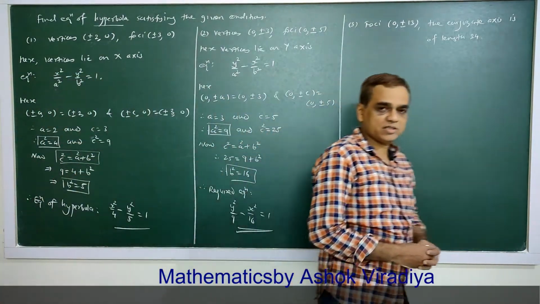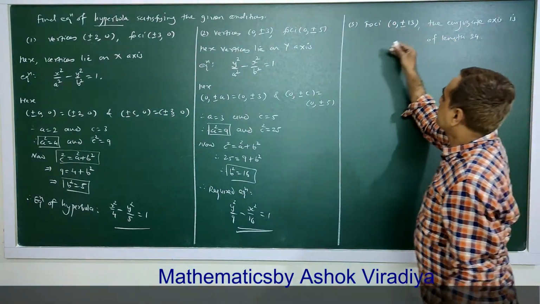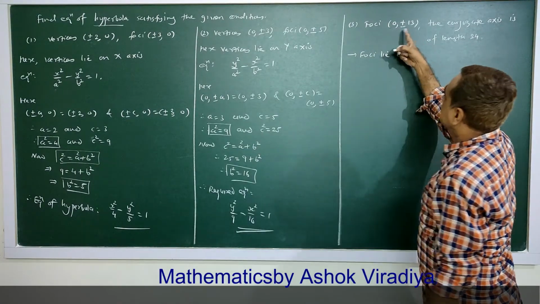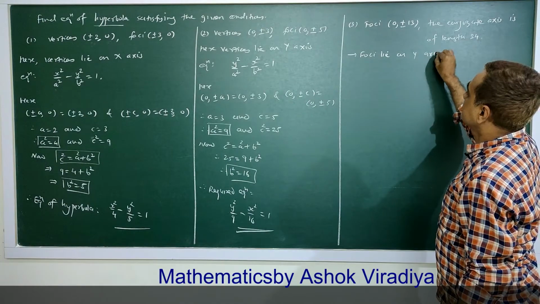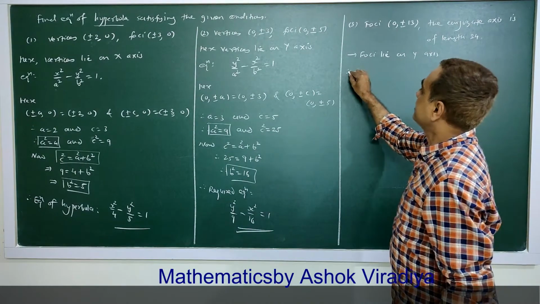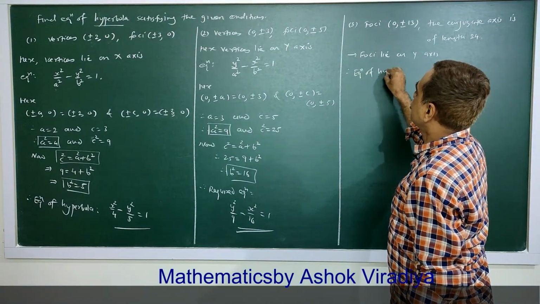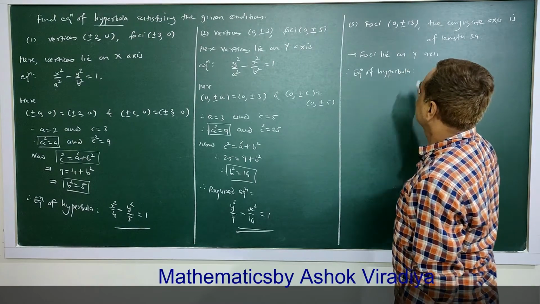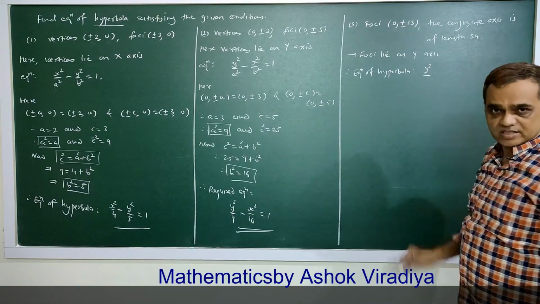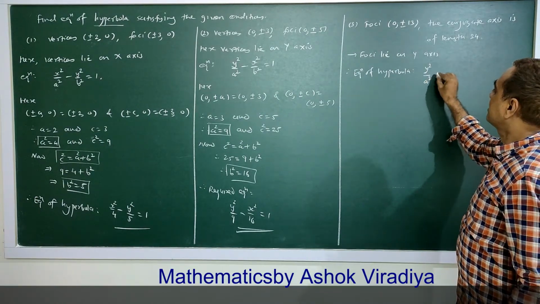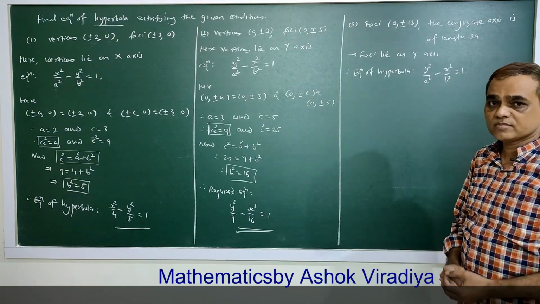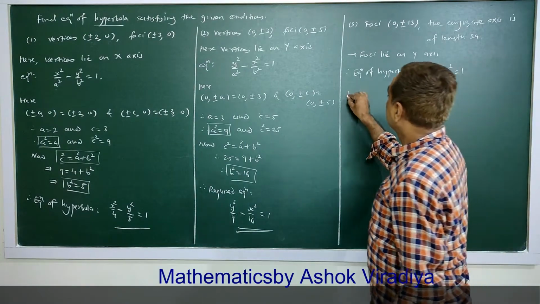In this question, see, foci lie on y-axis. So equation of hyperbola will be, if foci lie on y-axis, then put y square first, positive. Y square by a square minus x square by b square equal to 1. Now see what is given here.